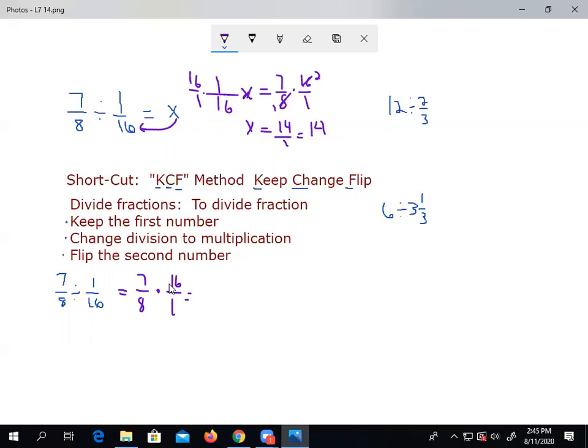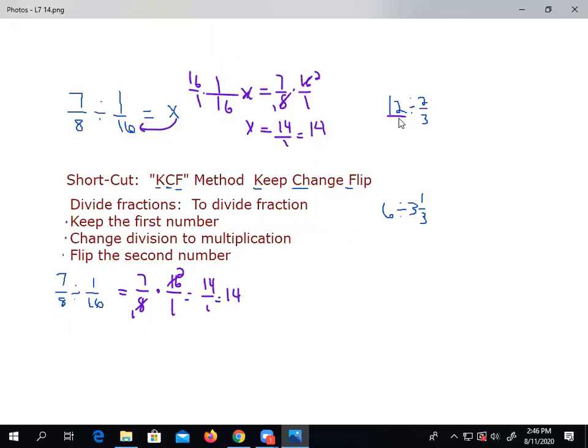So again, now I'm just in a multiplication problem. We can cancel if we're good at division. And then 7 times 2 would be 14. 1 times 1 is 1. So we end up with 14 as an answer. So if I'm dividing fractions, instead of writing it as an equation, we just use KCF to make it easier. So that's how we have fractions involved.